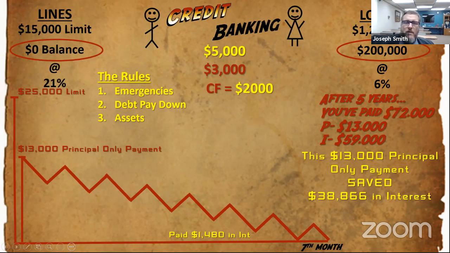Okay, so the $13,000 principal-only payment saved you $38,866 in interest. How do I know it saved you that much? Because if you made all of those payments, instead of making the $13,000 up front, you would have paid all of the principal and the interest as well. But when you skip ahead in the amortization schedule, and that's what a principal only payment does, you make the principal only payment and then you skip ahead.